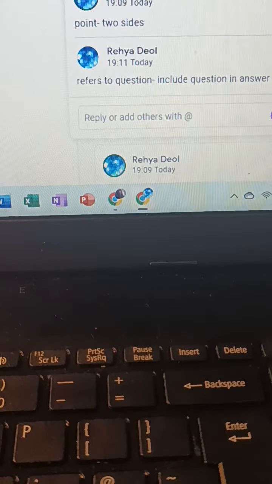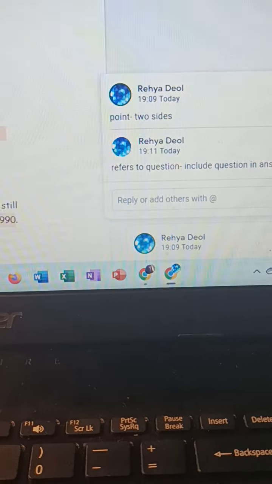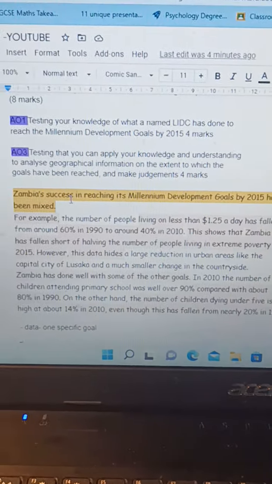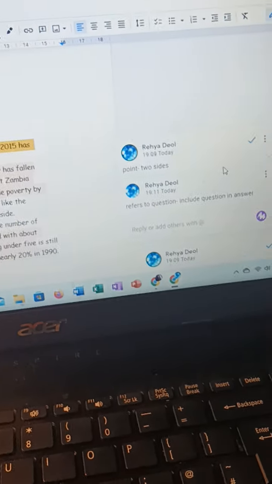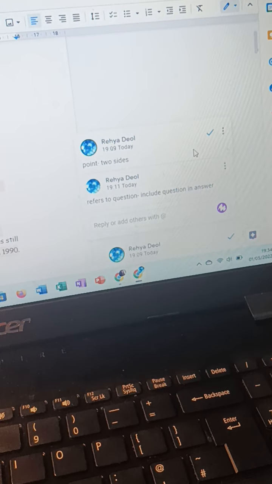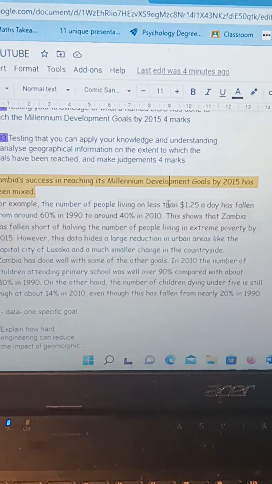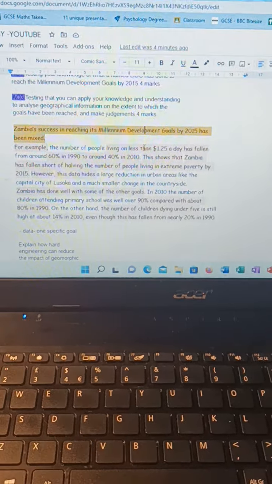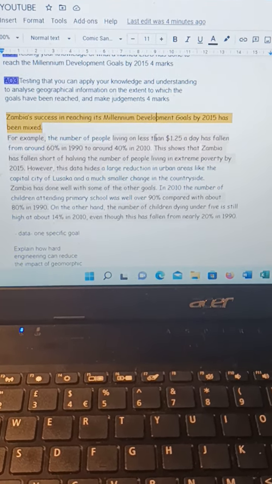For example, there's 2 sides. So there is a point they've made, and they've included 2 sides, and this is shown through the word has been mixed. Basically, you have to refer to the question. You have to include the question in your answer. I think that's a good idea. Just have your point in the first part, because you'll see this theme that in a lot of these points, the first sentence mostly includes the question.